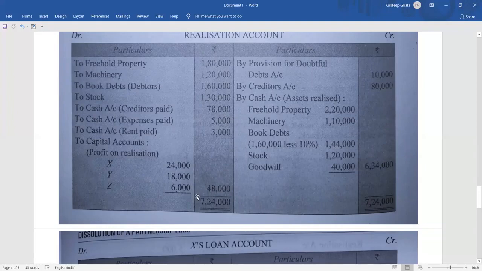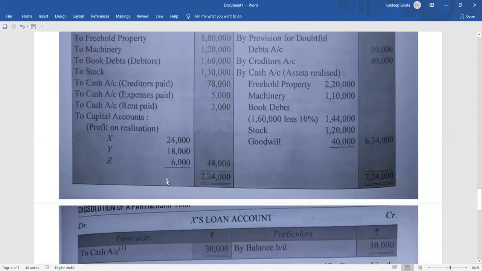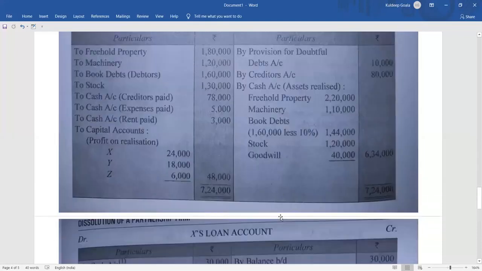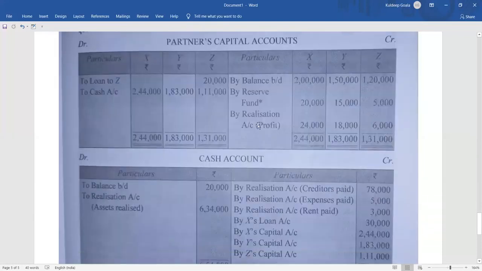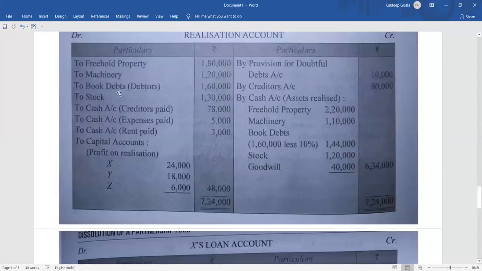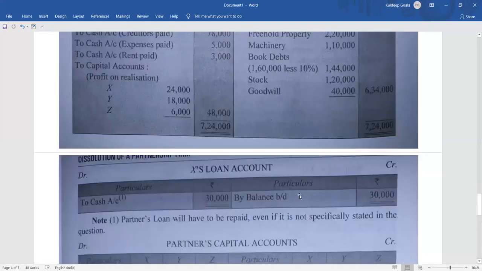How? By realization account, in the bracket you can mention profit of how much? 24,000, 18,000, and 6,000 respectively. So you can see here by realization account in the bracket profit 24,000 in case of X, 18,000 in case of Y, and 6,000 in case of Z. Clear? Okay, now let's see, is there anything else? No. The loan account? No, nothing is mentioned.